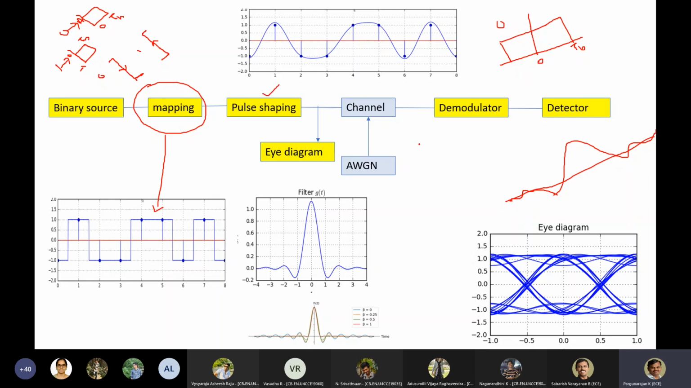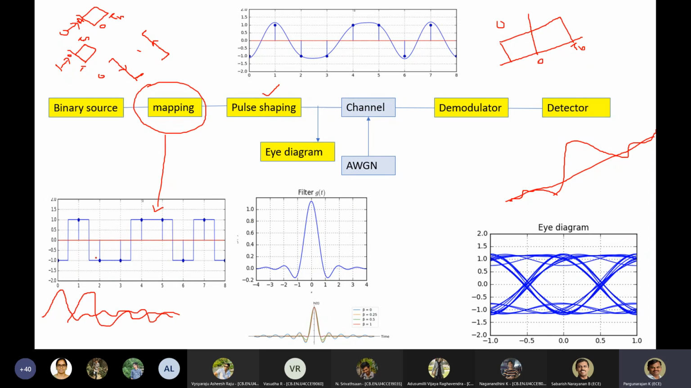So what will happen if I use the rectangular pulse as such? This is my first information. For this I will get one rectangular pulse, so one sinc pulse in the frequency domain. It keeps on continuing, and for this one I will have another sinc pulse. This is the frequency domain, not the time domain. The first one is the time domain; whatever I'm drawing now in red is the frequency domain.